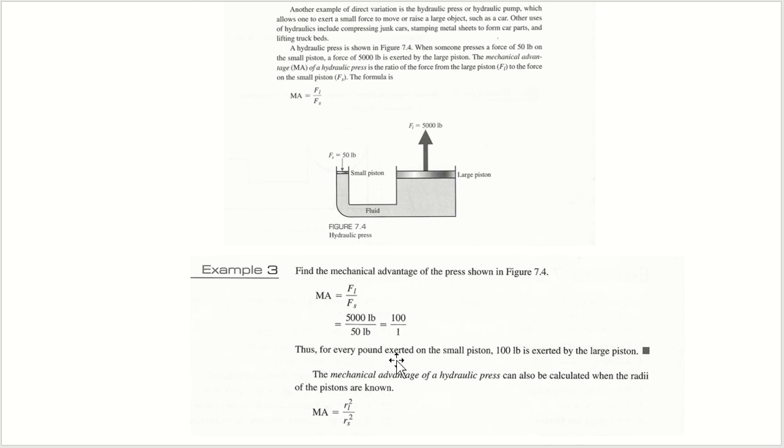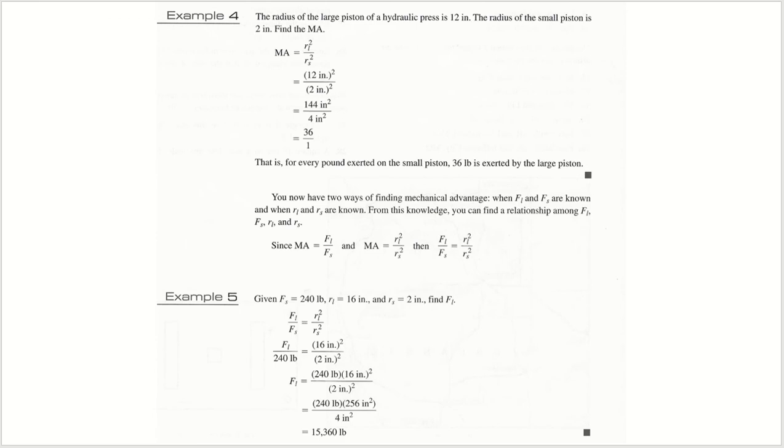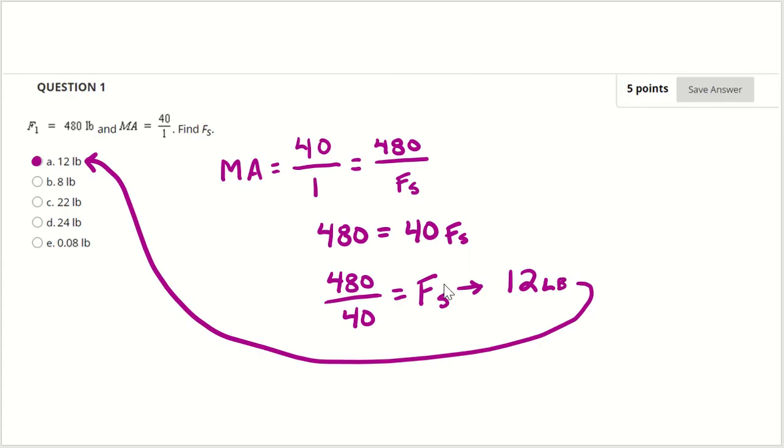So for every pound that we exert on the small piston, we get 100 pounds exerted on the large piston. And the mechanical advantage of a hydraulic press can also be calculated with the radii of the pistons. If the radii of the pistons are known, by the formula, mechanical advantage is radius squared of the large piston over radius squared of the small piston. Again, there are some more examples using mechanical advantage and hydraulic press. Move on to question number 1.